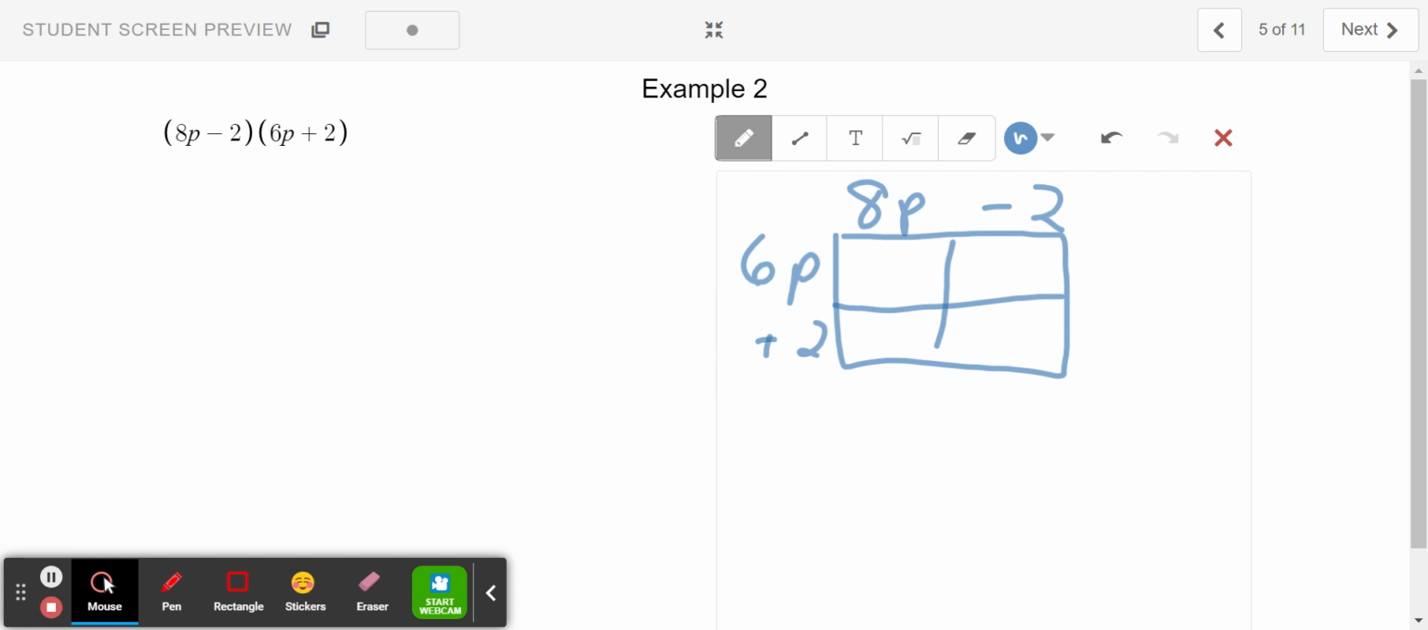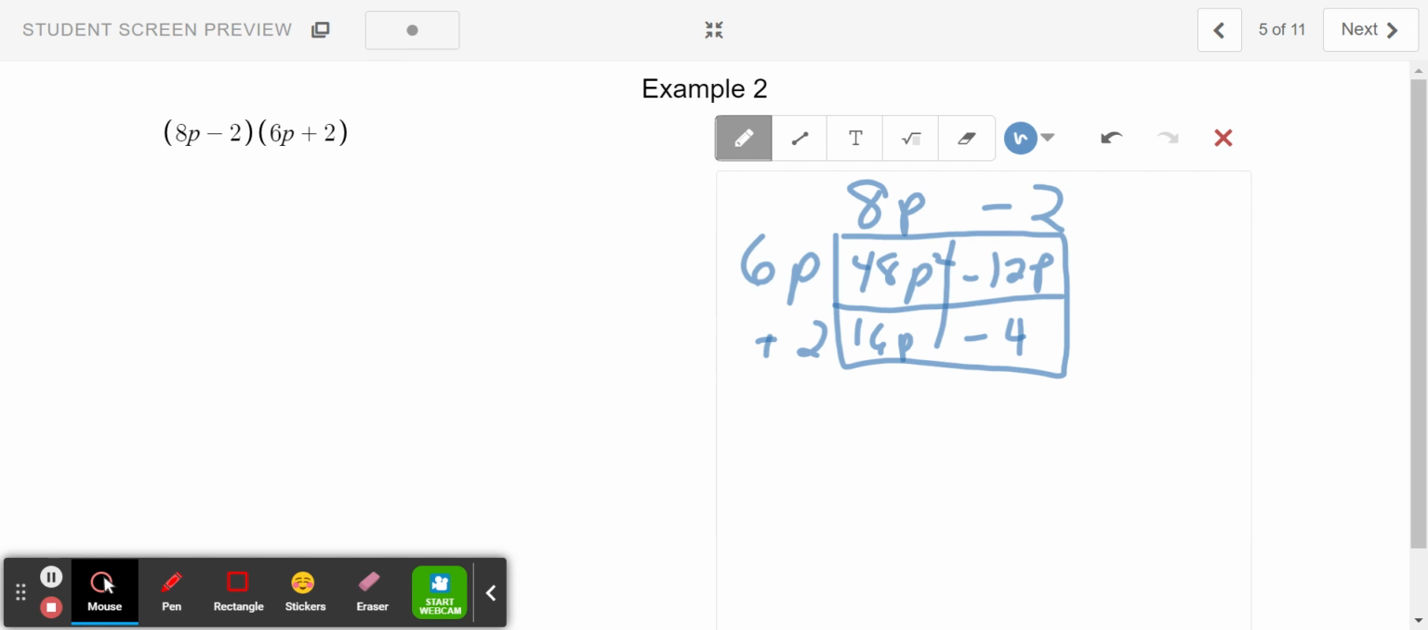So this first box in the upper left, 6p times 8p, 6 times 8 is 48, and then p times p is p squared. And now over here in the box next to that, I'm going to do 6p times negative 2, so that's negative 12p. And then 8p times 2 goes in the bottom left, that's 16p. And then negative 2 times positive 2 is negative 4. So I've multiplied all of my terms from the first binomial by all of the terms from the second one. This was just a way to organize that to make sure that I did it.